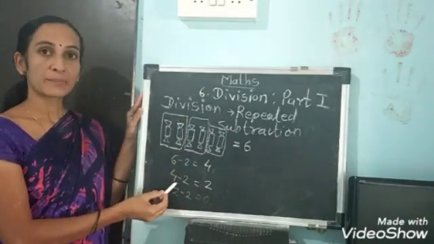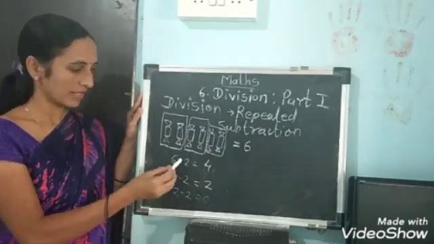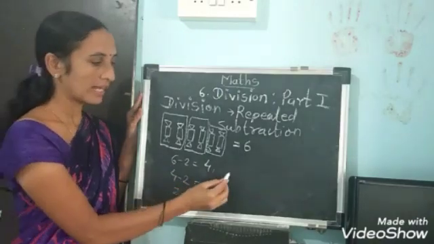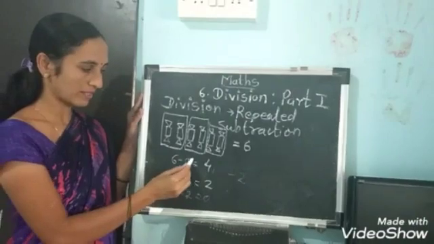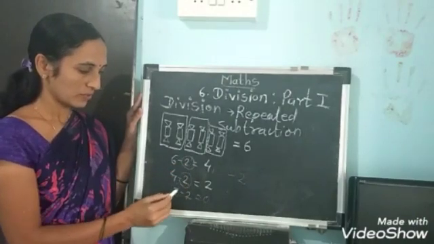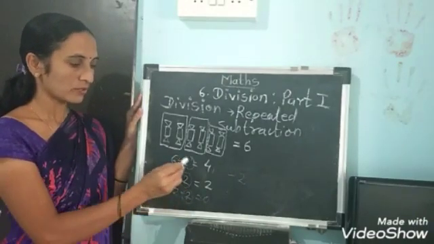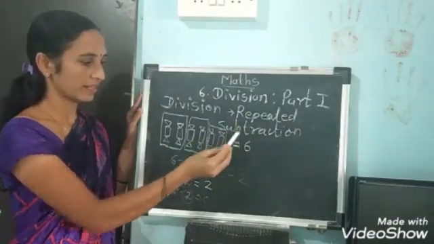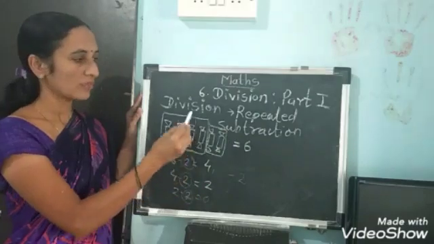So it is called repeated subtraction. Why repeated subtraction? Which number have I subtracted each time? 2. I have done minus 2. 6 minus 2, 4 minus 2, 2 minus 2. So 2 only I have subtracted. So it is called repeated subtraction. And this is the example of division.